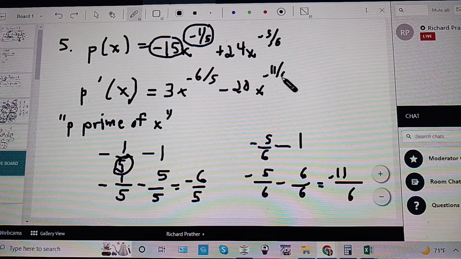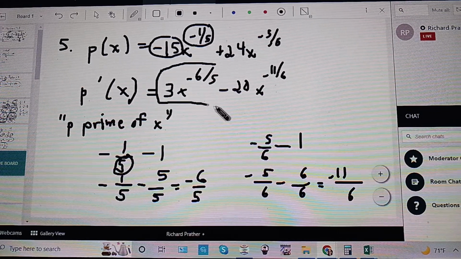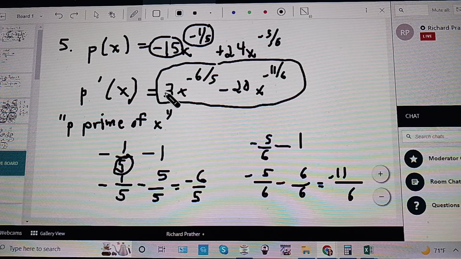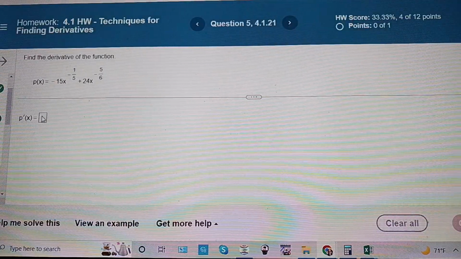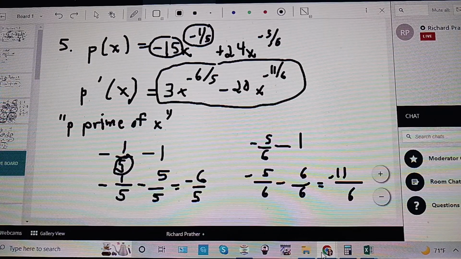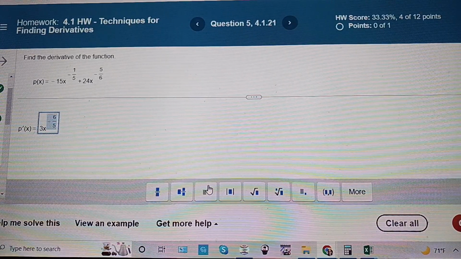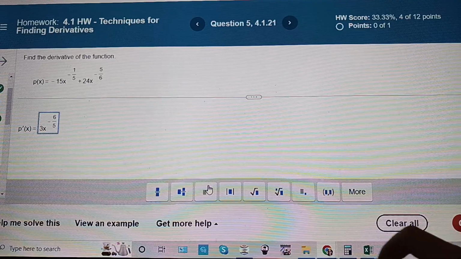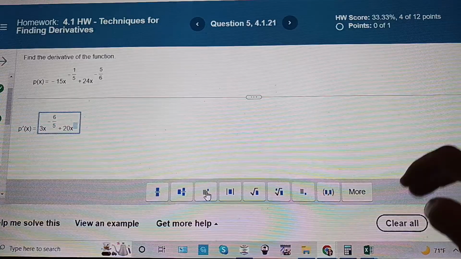And yes, you could change the negative exponents back to positive, or not even back to positive. You could change them to positive. So you could have 3 over x to the positive 6/5 minus 20 over x to the 11/6 if you wanted to. But I'll just leave it this way and save time and effort. 3x to the negative 6/5 and minus 20x to the negative 11/6.